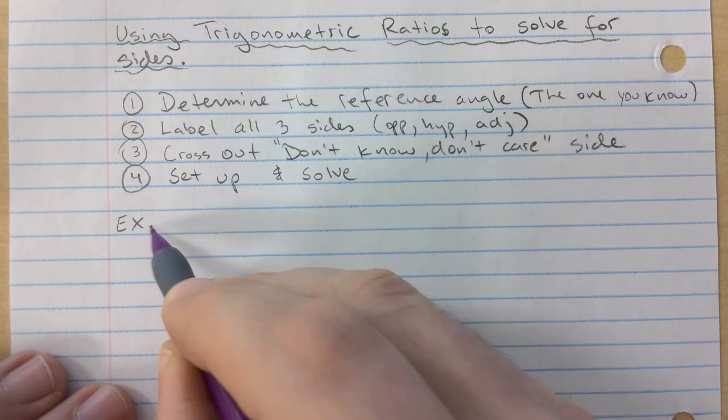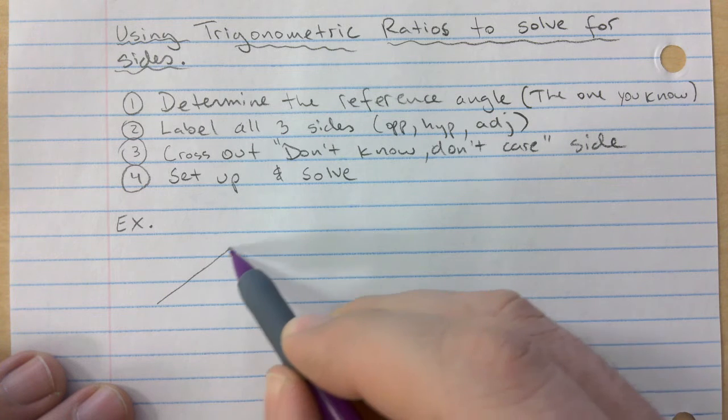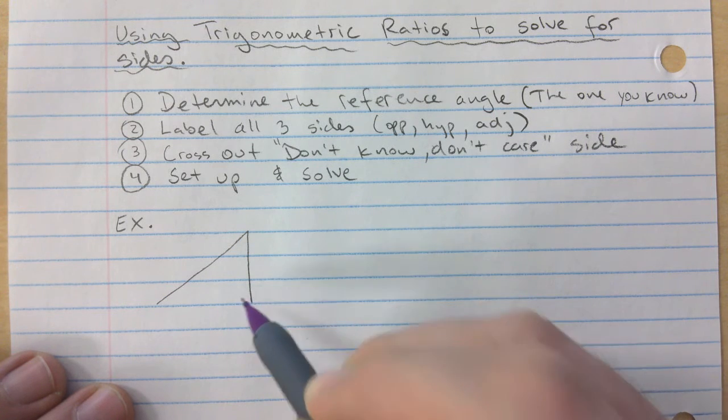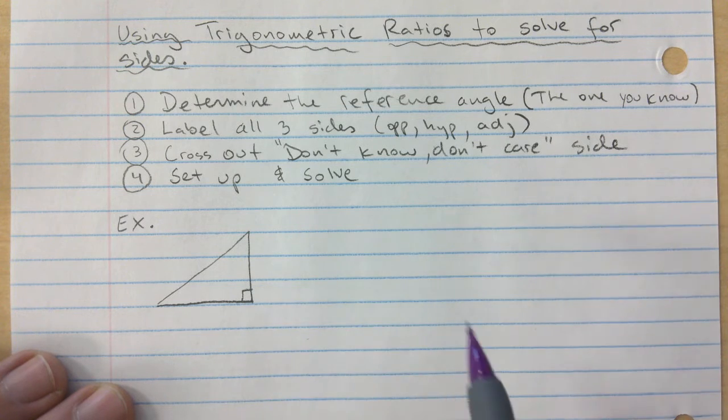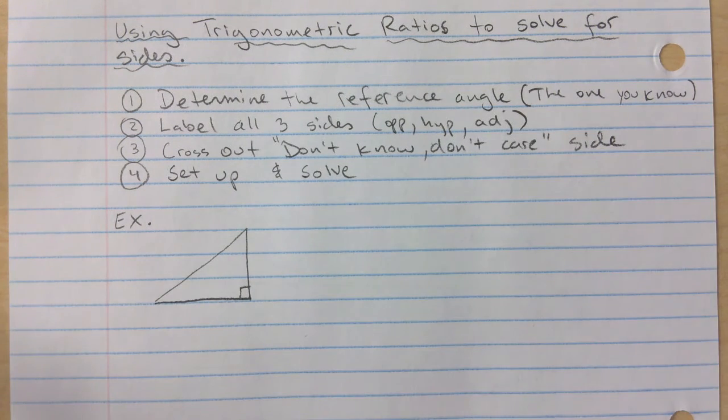So example. And this only works with right triangles, folks. If you have a triangle that is bigger and it's split up into two right triangles, then we have to work with one, then the other. Okay.